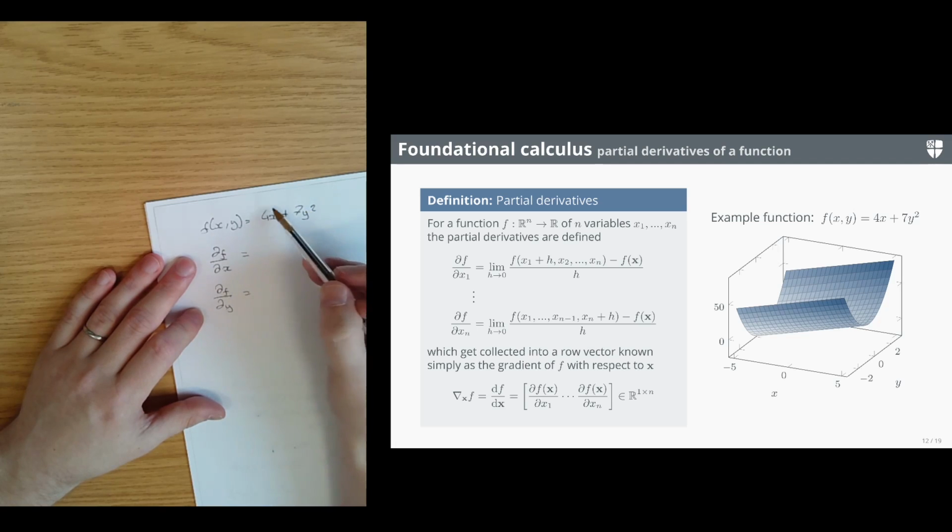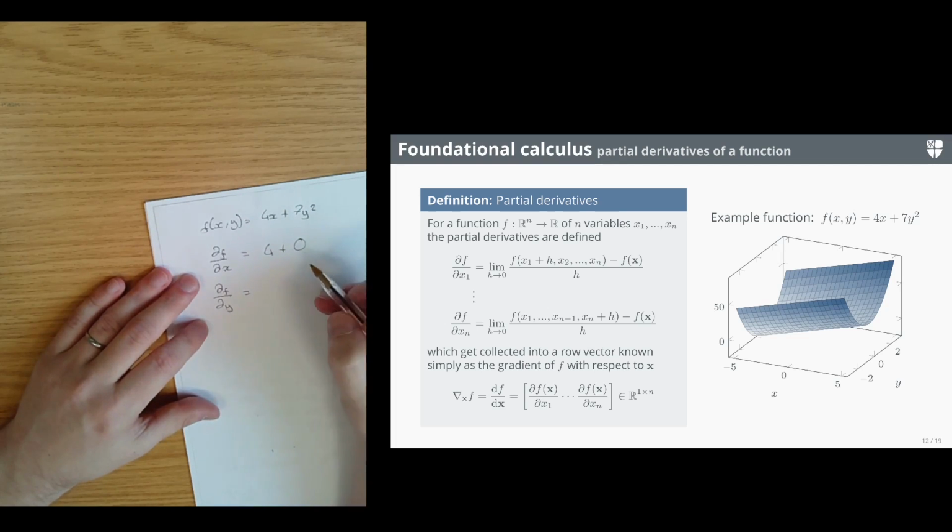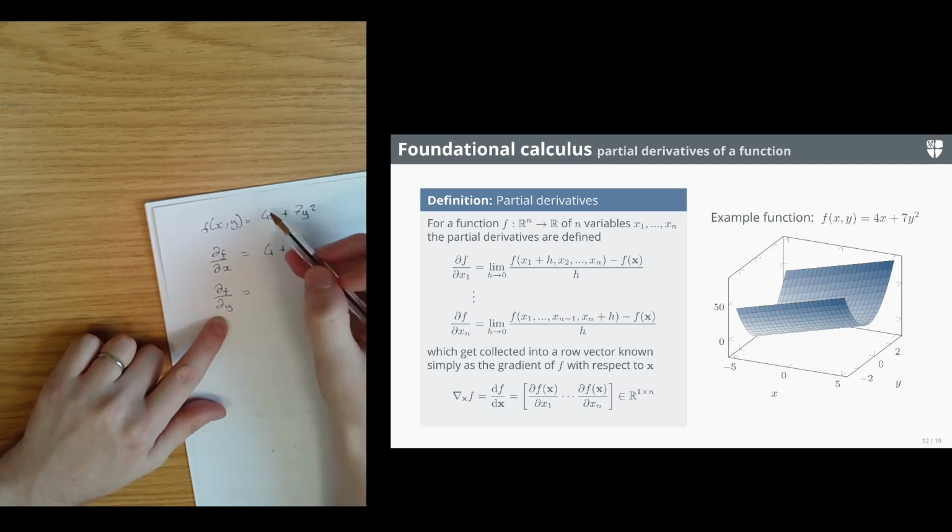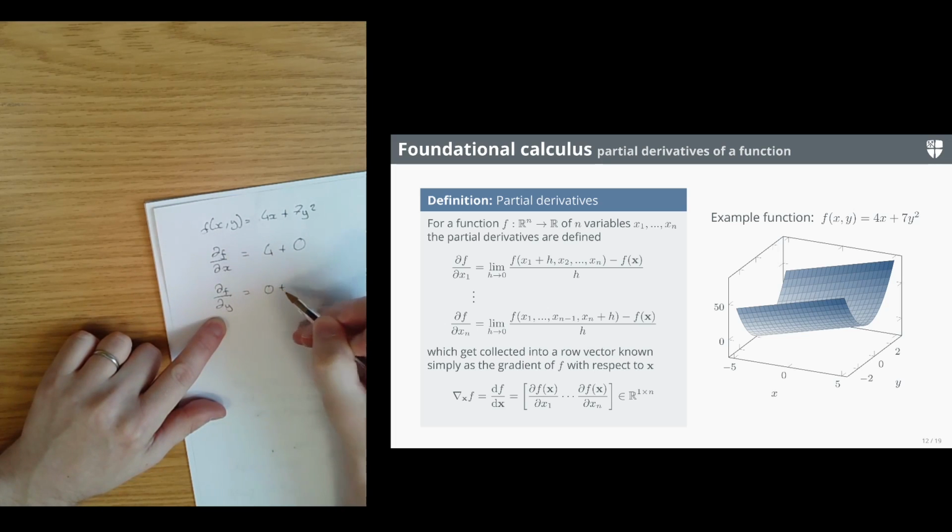So let's just differentiate this side here and we'll keep the other variables which are present. So here we just say the derivative of 4x is just 4, and then it's plus 0 because there's no x in here. And similarly here we would say there's no y in this term, so that's just going to be 0, and then we just differentiate this, which is 14y.